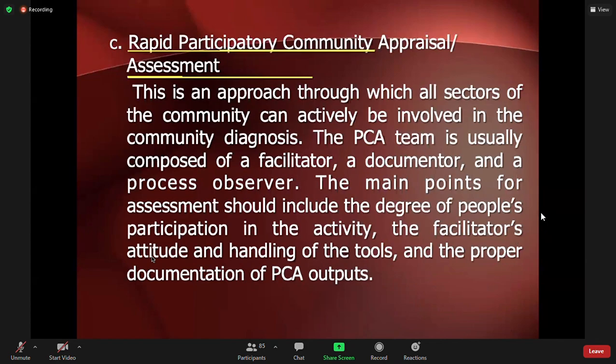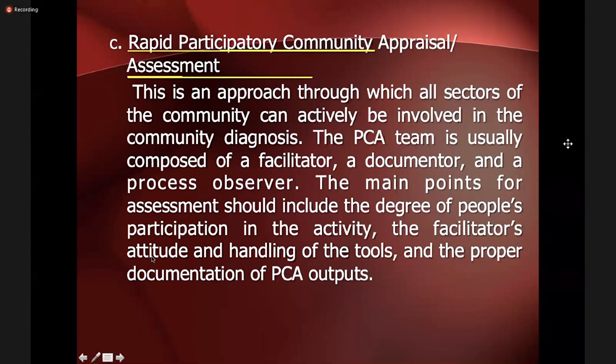Next is you do an assessment. This is an approach through which all sectors of the community can identify and be involved in the community diagnosis. The participatory community appraisal assessment is usually composed of a facilitator, a documenter, and a process observer. The main points for assessment should include the degree of people's participation in the activity, the facilitator's attitude and handling of the tools, and the proper documentation of the output.